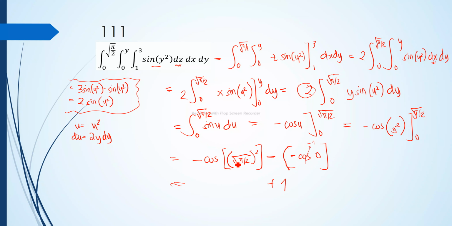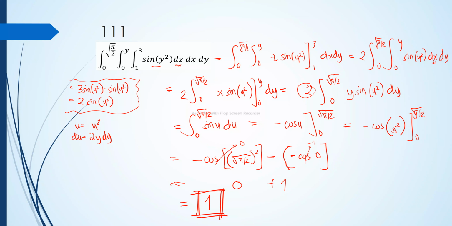How about here? We have the square root of pi over 2. We square that, we have pi over 2. And what is the cosine of pi over 2? That is simply 0. Therefore, the answer for this one is just equal to 1. And this will be the answer for the triple integral here.